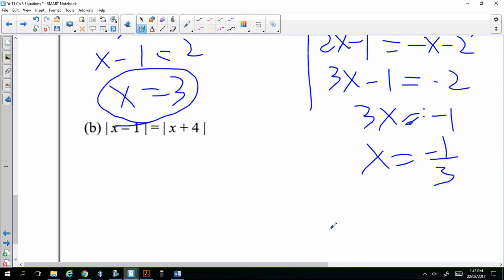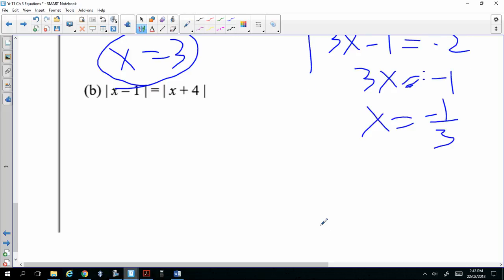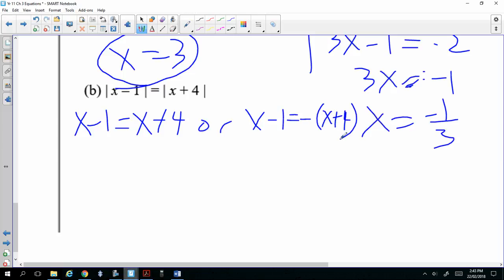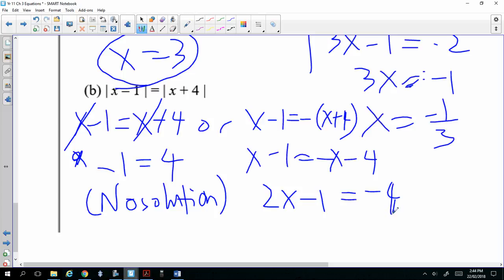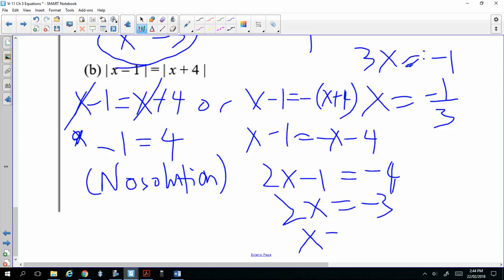Alright. How about the next one? You do the same thing. x minus 1 equal to x plus 4, or x minus 1 equal to negative x plus 4. And then you get x to cancel. You get this, isn't it? Which is no solution. And then for the other one, you get x minus 1 equal to negative x minus 4. 2x minus 1 equal to negative 4. 2x equal to negative 3. x equal to negative 3 over 2. Alright, so you get two solutions or one solution.